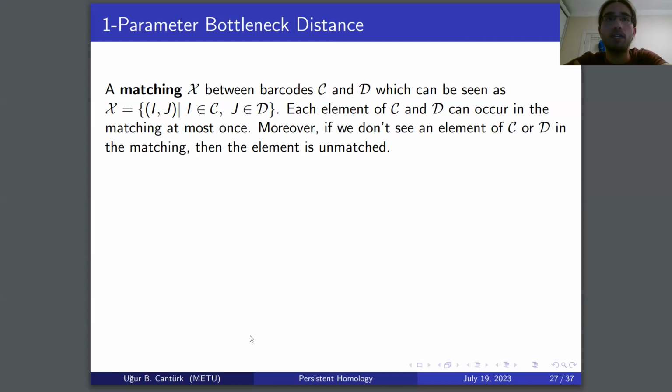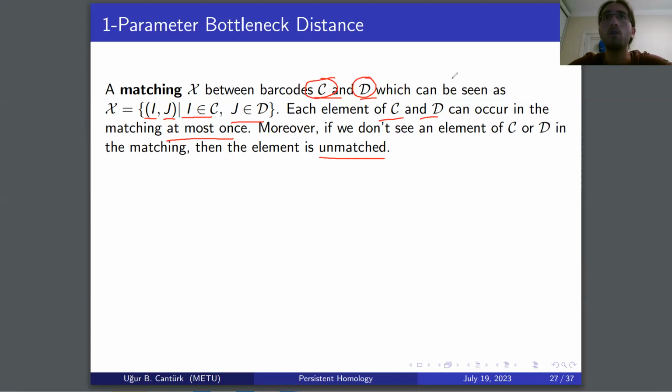It is defined as follows. We have two barcodes. What were barcodes? The sets of intervals, as you will remember, and we are defining a matching. Here we match I with J, where I comes from the first barcode and J comes from the second barcode. Every element in these barcodes can occur in the matching at most once, and if an element does not appear, it is called unmatched.